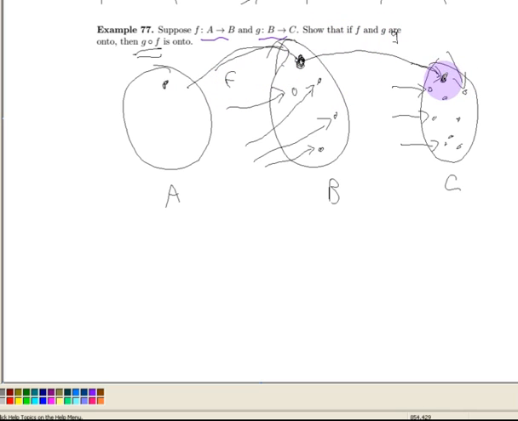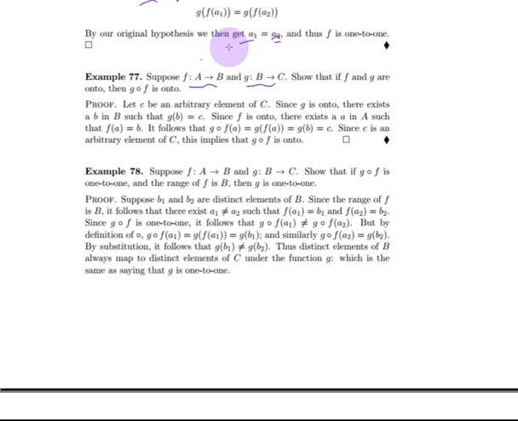First, we're going to use g is onto to pull back any element of C into B. And then we're going to use the fact that f is onto to pull back any element of B back to A. All right, so let's see how that proof works, and you'll see it works very much the same way. Let c be an arbitrary element of big C. Since g is onto, there exists a b in big B such that g of b is equal to c. That's just what I did in my diagram. I'm pulling back an element of C into B.